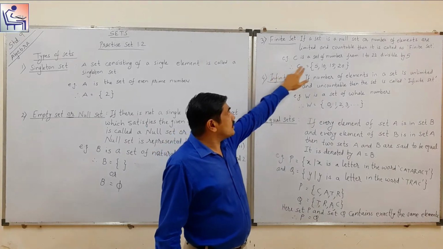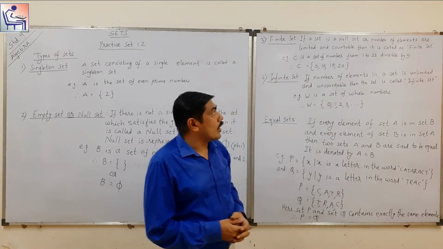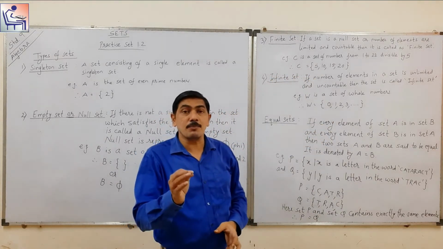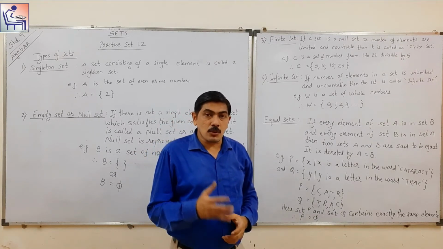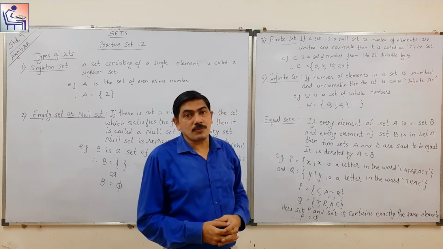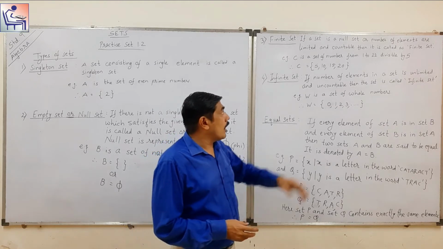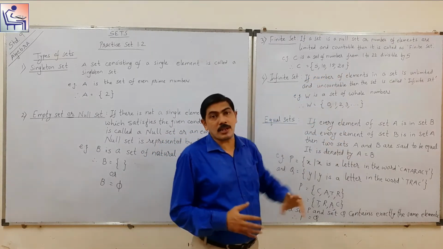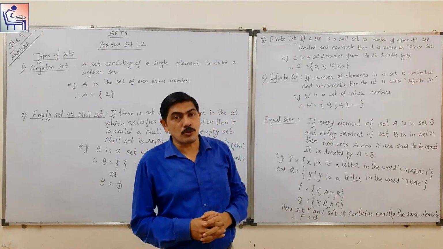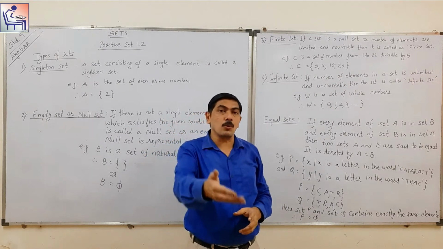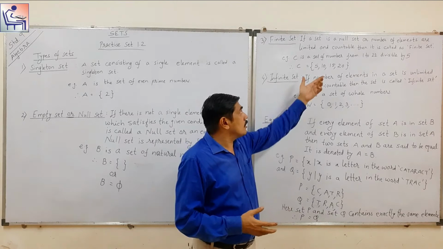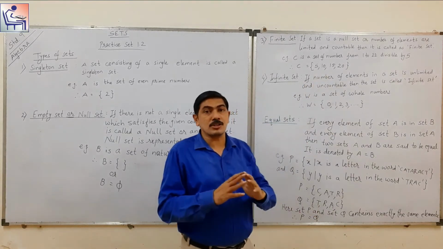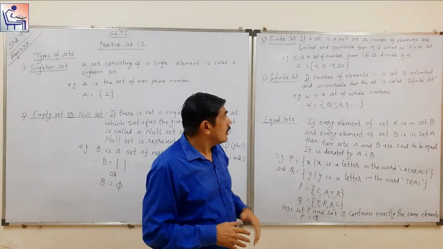Here, for example, C is a set of numbers from 1 to 22 divisible by 5. So here the numbers which are divisible by 5 are 5, 10, 15 and 20, as it is only up to 22. So we can't go beyond that, and here the counting of elements comes to an end.